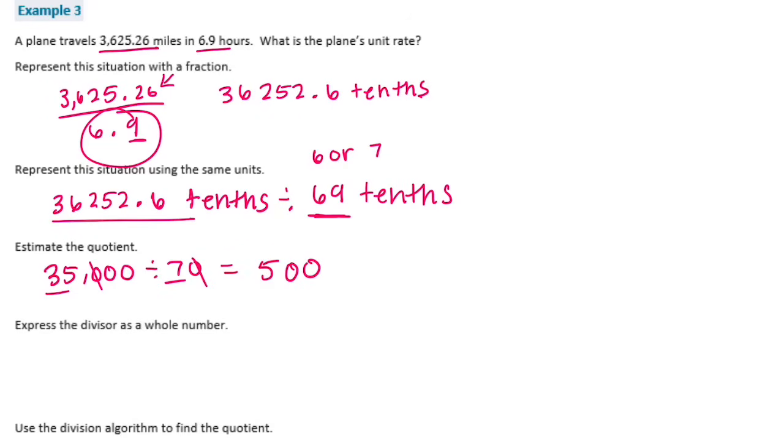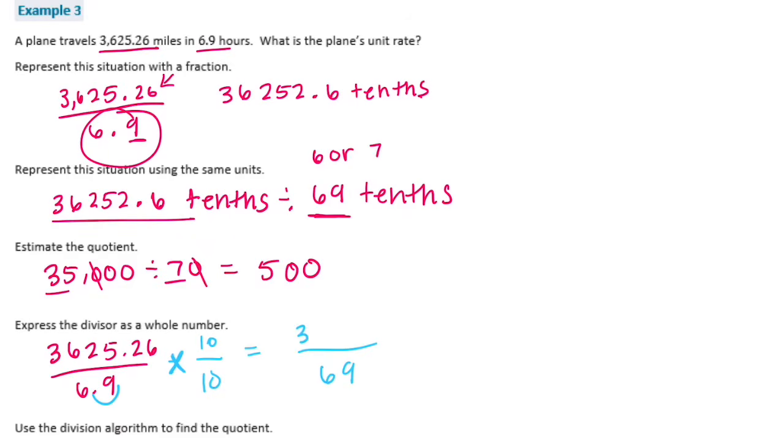Express the divisor as a whole number. So this is what we were just doing. We have 3,625 and 26 hundredths over 6 and 9 tenths. So in order to make this a whole number, I need to move it 1 power of 10. I'm going to multiply by 10 over 10. So we get 69, and 3,000, this would move 1 place. So we get 36,252 and 6 tenths divided by 69.